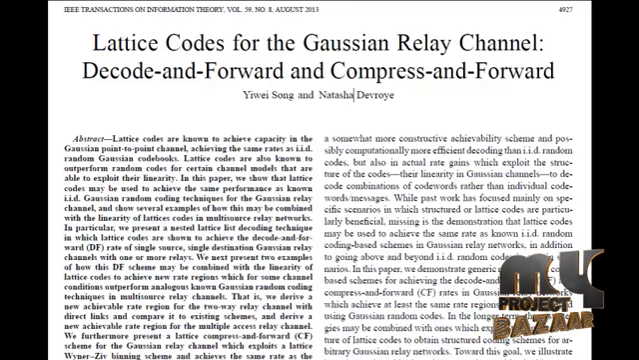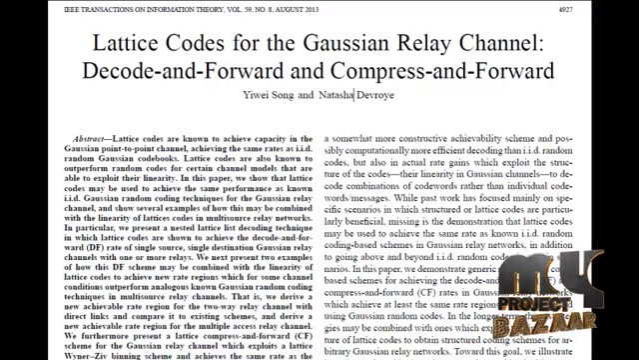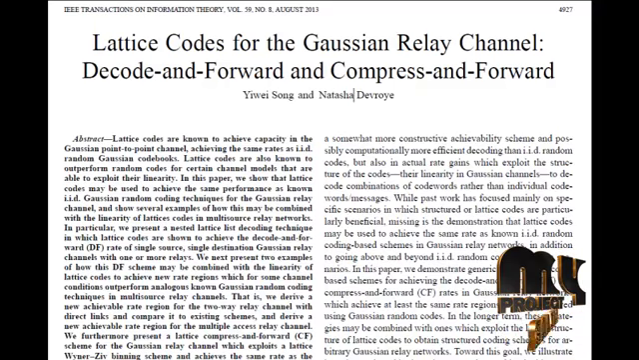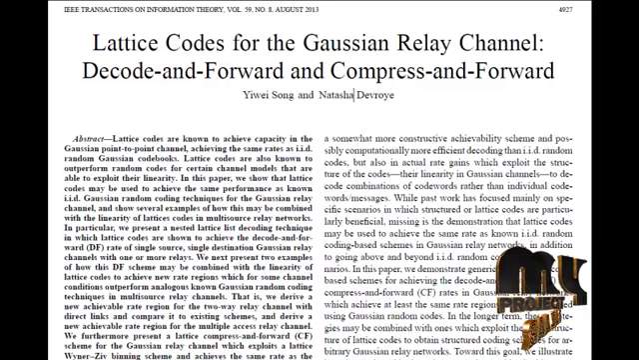In multi-source relay channels, we derive a new achievable rate region for the two relay channel with direct link and compare it to existing schemes. We also derive a new achievable rate region for the multiple access relay channel.